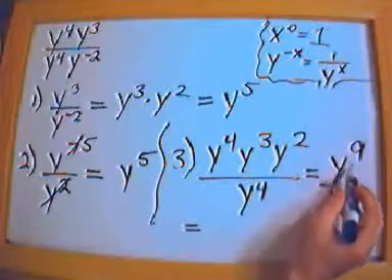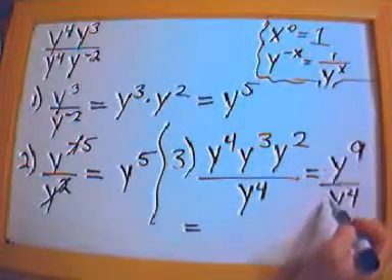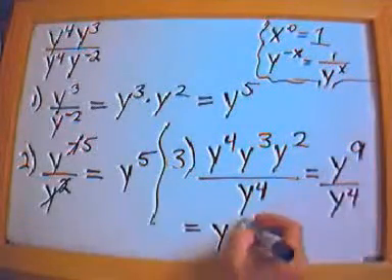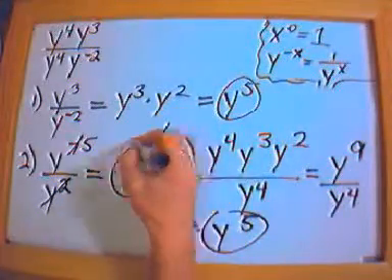And the way I simplify this is I just subtract the exponents. I've got an exponent divided by an exponent. It's the same base. It's going to be y. 9 minus 4 is 5. So you see, in all 3 cases, I got exactly the same answer.